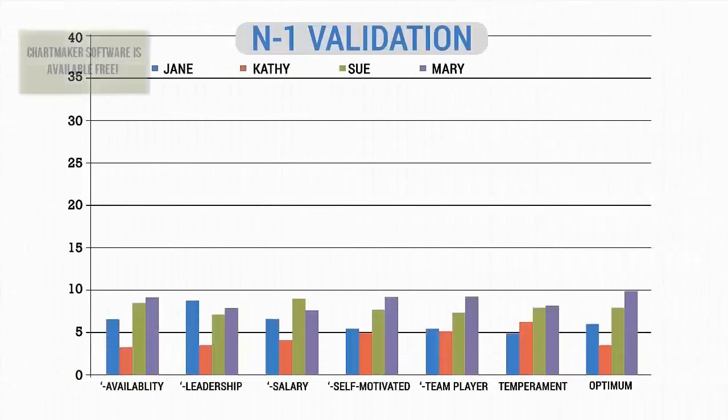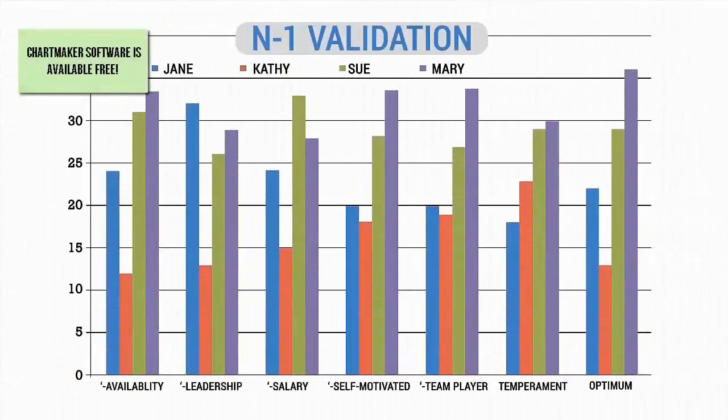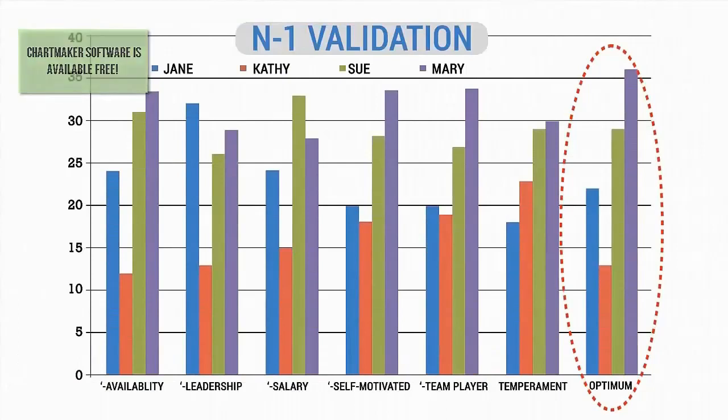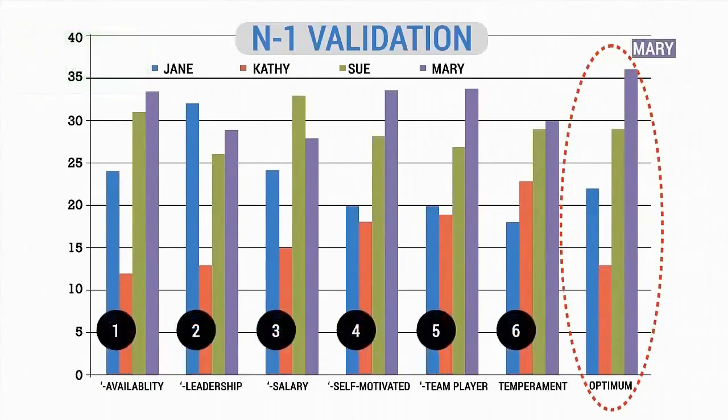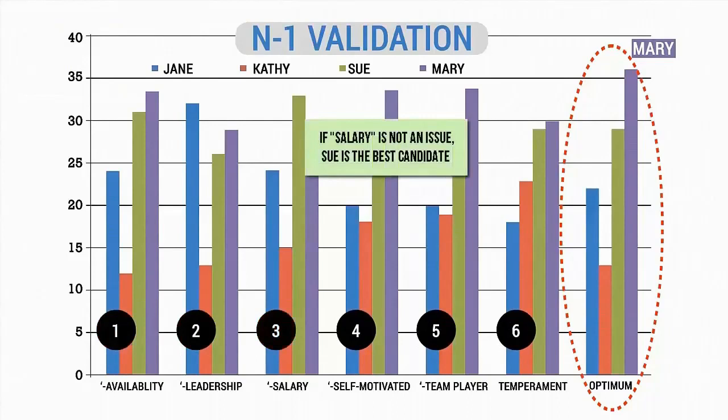Once we complete the evaluation, we generate a graph using the chart maker. We see that the optimum decision is Mary. Additionally, we have 6 bands. These are known as the N-1 evaluation. Here we have removed availability. Here we have removed leadership. And here we have removed salary, etc. And if salary is not an issue, Sarah is a far better candidate.